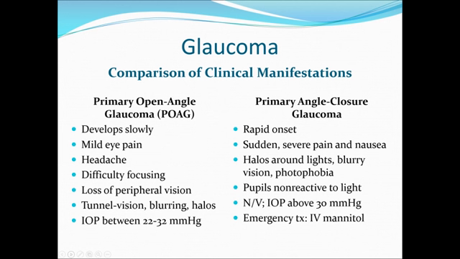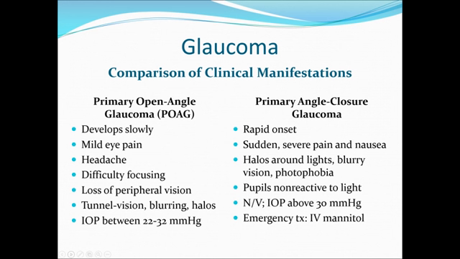Okay. So as I mentioned before, the primary open angle glaucoma develops slowly, maybe some mild eye pain, but a lot of times there might not be any pain at all. They'll likely experience headaches and have difficulty focusing, and long term they're going to lose that peripheral vision. They kind of develop that tunnel vision. So typically their IOP is between 22 and 32.